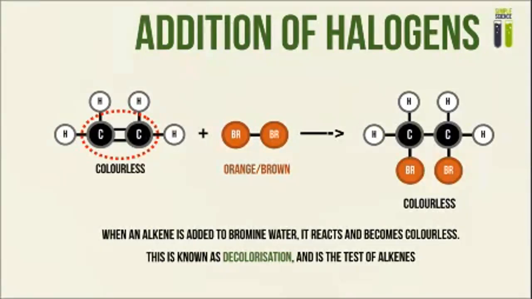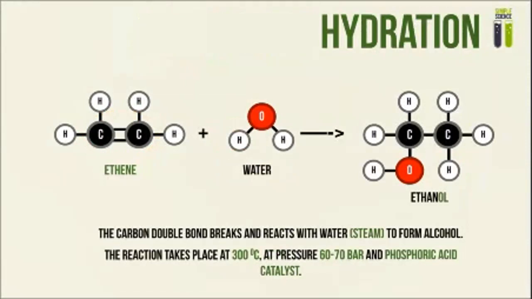Now let's look at the next type of reaction, and that is hydration. Similarly to the previous cases, we are going to react with the carbon double bonds. In this case, our reactants are water and ethene. When water in the form of steam reacts with an alkene, you will get an alcohol.